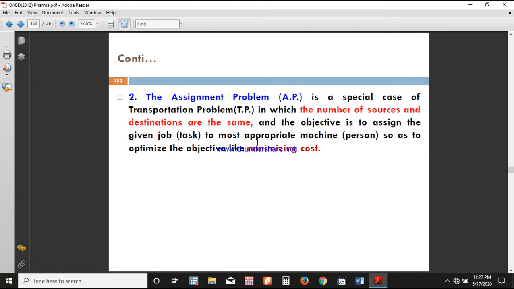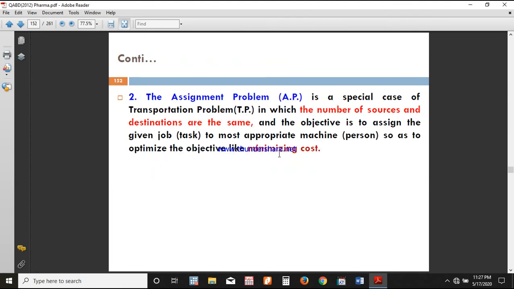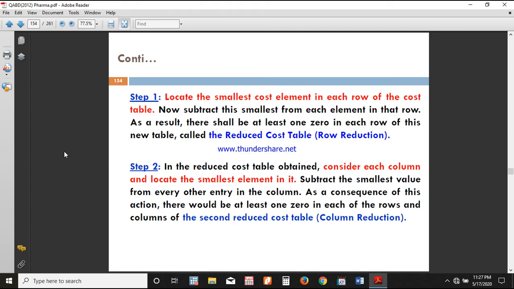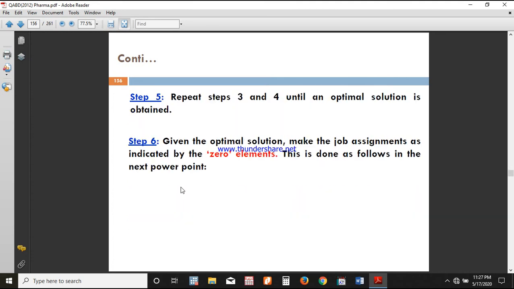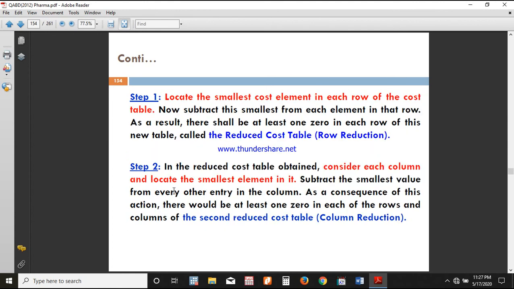The assignment problem has the same number of sources and destinations, with the objective of minimizing the total cost. To apply this assignment model, there is a worldwide known method, which is the Hungarian assignment model, formulated by Hungarian people, which considers only the concept of opportunity cost. Here are the 6 basic steps to find the time it takes for the workers to be assigned to their 4 jobs.